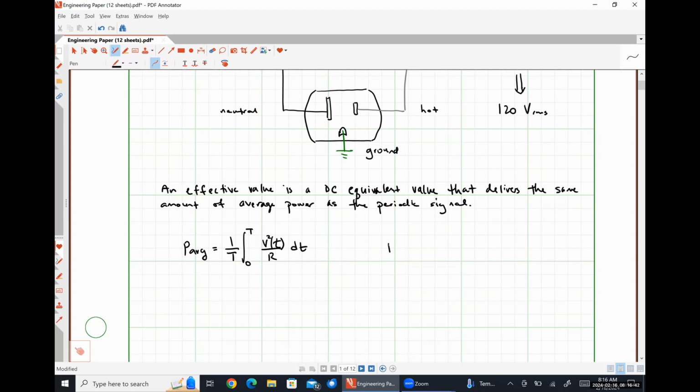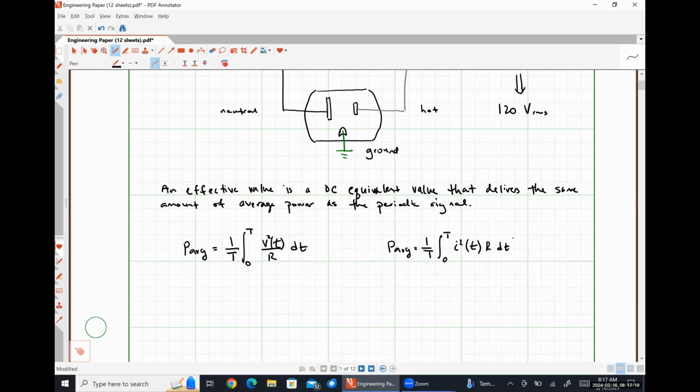And pretty similarly, it's going to look like 1 over T times the integral from 0 to T of I squared as a function of time times R dt for a periodic current waveform, right? So V squared over R, I squared times R, relationships that we're well aware of previously. So this is what our average power would be for a periodic voltage signal or a periodic current signal.